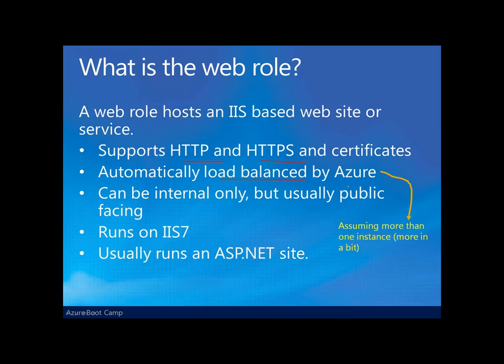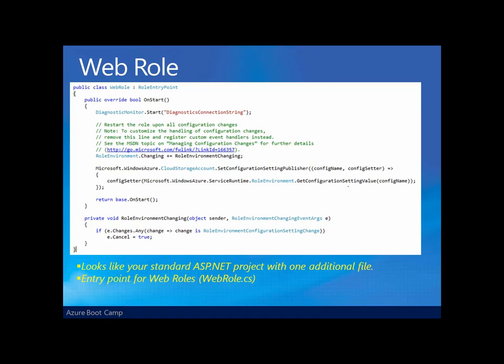And not only do they host IIS-based applications, they actually run on IIS 7. Typically, we find they run as an ASP.NET site. When you take a look at a web role, or at least a web role project, it looks pretty much like your standard ASP.NET project with one additional file, and that is the webrole.cs file, at least assuming here that we're using C#. That CS file serves as the kickoff point, if you will, for a web role application.